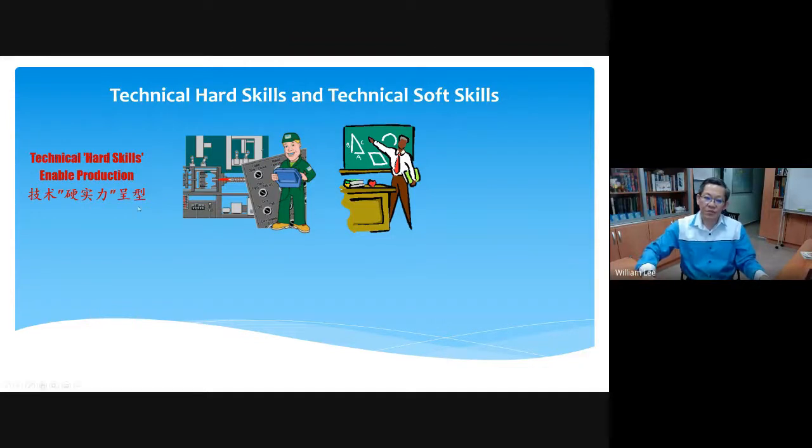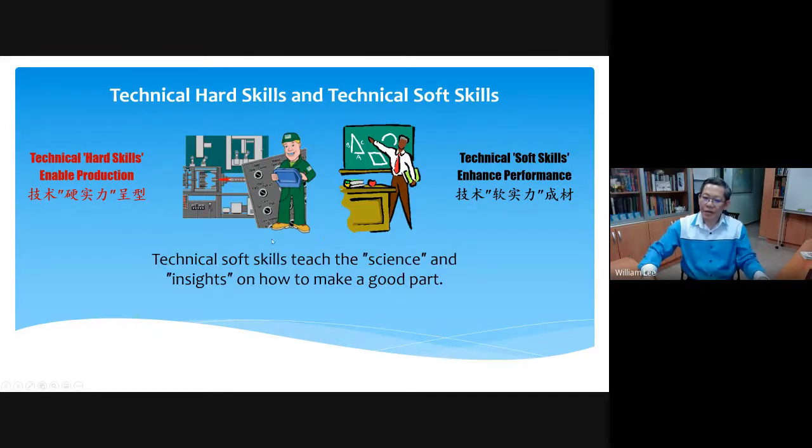But this is only a shape, as I said, to produce a part. The part looks like the shape of the product. But whether this product is reliable, is durable, can last longer or not, this talks about the performance of your part. In this case, technical soft skill teaches the science and insight on how to make a good part, right? So this part must achieve the specification set by the user, by the customer. And this is the difference between soft skill and hard skill.